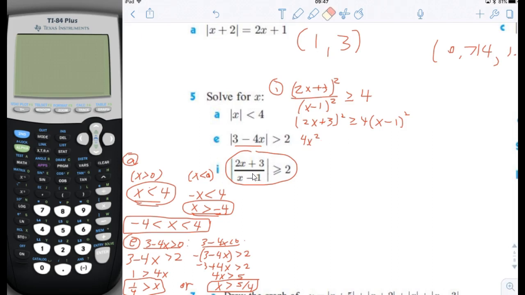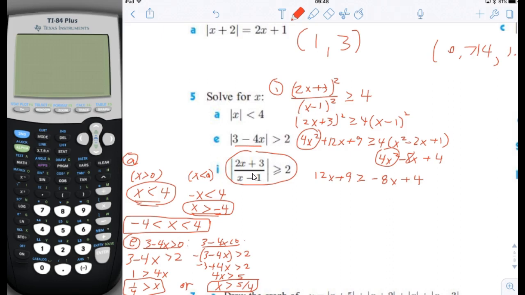Actually, this is going to be 12x, right? Plus 9 is greater than or equal to x squared minus 2x plus 1, 4x squared minus 8x plus 4. Look, that's a happy coincidence. The 4x squareds cancel out. We end up with 12x plus 9 is greater than or equal to minus 8x plus 4. So we were afraid we were going to get quadratics, but in the end they set it up for us so that they cancel each other out, and we're fine.